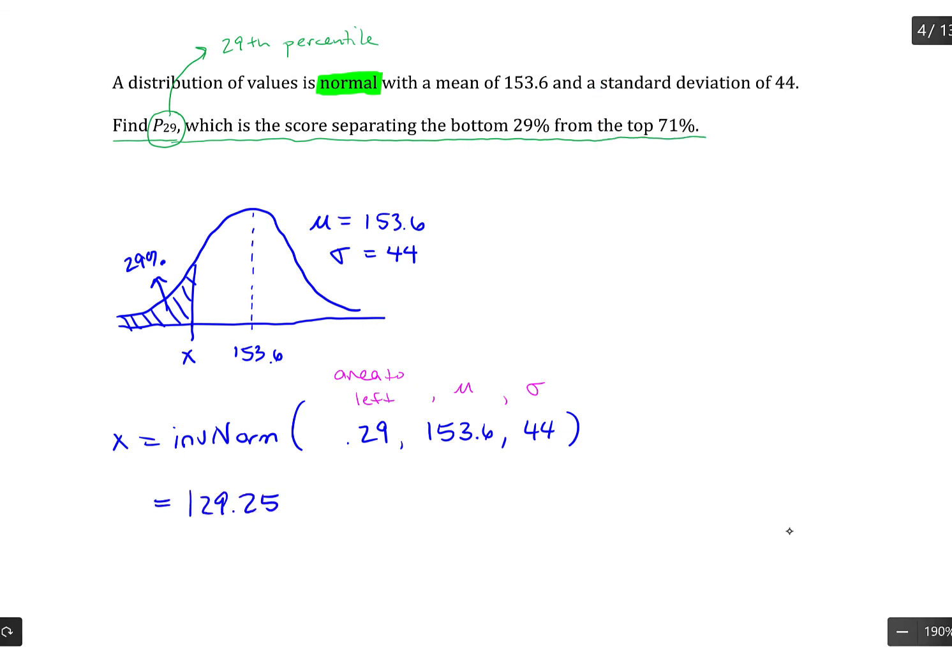Now, in terms of rounding, it's often requested to just round to whatever the accuracy of the mean and standard deviation is. Since the mean and standard deviation aren't to the same accuracy here, or perhaps 44 was 44.0, just go to the first decimal. But usually there's going to be rounding rules to follow. Just follow whatever rounding rules are given in the problem. So 129.3 is probably an acceptable answer here.